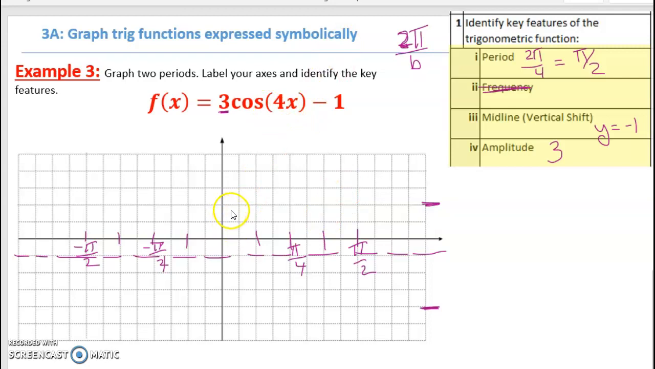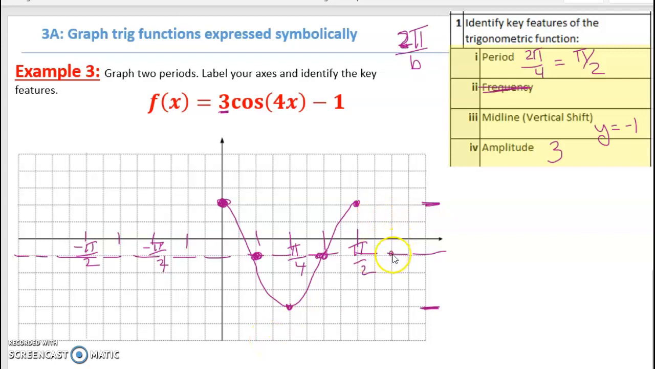Cosine graphs start at their max when they're positive, and this one is a positive cosine, so we're going to go up 1, 2, 3 from the midline and put our first dot. Then at our next hash mark, we'll be on the midline. Then at the next hash mark, we're 1, 2, 3 below. Then back to the midline. Then we end on our max. So that would be 1 period of my cosine graph.